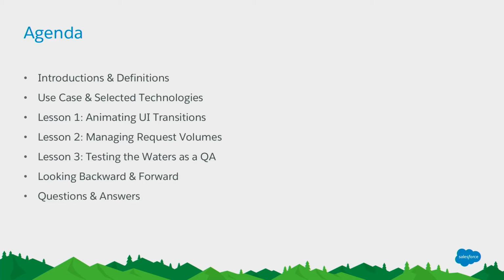The first is animating UI transitions and how a hybrid code base can produce different results when you're actually testing on device. Then we'll take a look at how we manage request volumes to prevent memory issues and app crashes, which are terrible. And then we'll dive into testing the waters as a QA or as a non-engineering user and talk about how you go through a process of publishing betas internally and getting feedback from stakeholders.